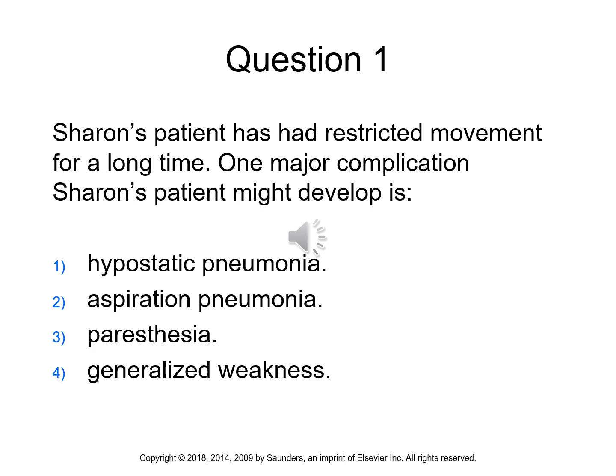Okay, question one. Sharon's patient has had restricted movement for a long time. One major complication Sharon's patient might develop is, and your answer here is number one, hypostatic pneumonia. That's a major complication due to stasis of the secretions in the lungs from being inactive.